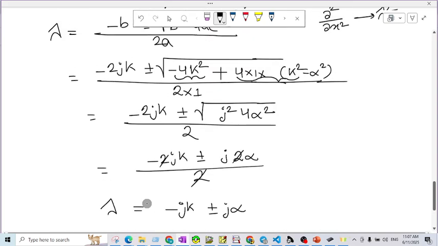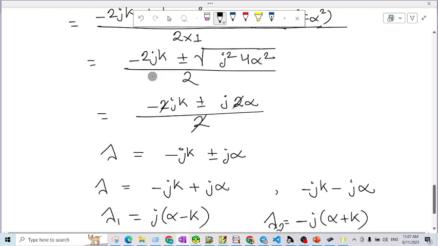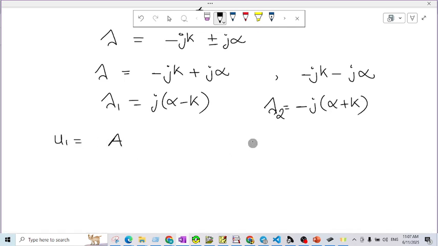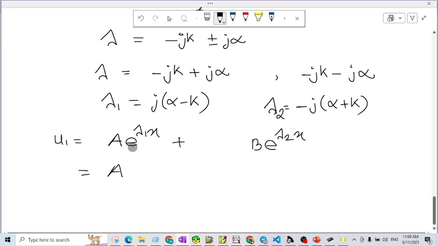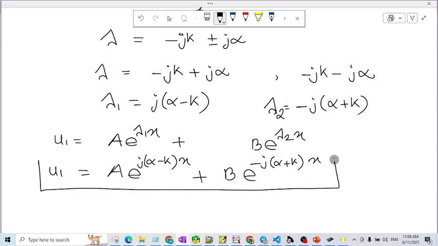So what I was doing, I was trying to find u1, right? So I intended to find u1. So u1 will be equal to, I have to write two constants here, then e to the power lambda 1 and here e to the power lambda 2x. I don't know what a is, I can find it by some boundary conditions. So lambda 1 is j alpha minus k, and here minus j alpha plus k. I am forgetting to put x here. Okay, so this is our equation for u1.